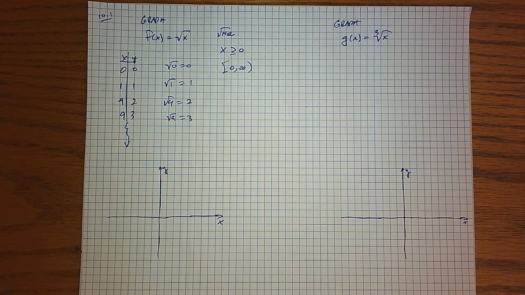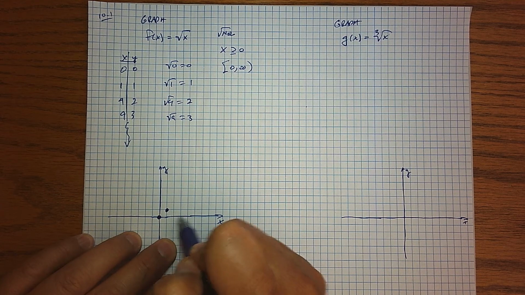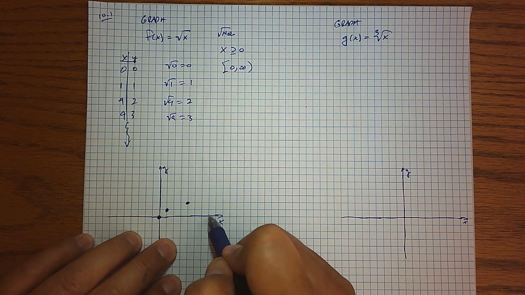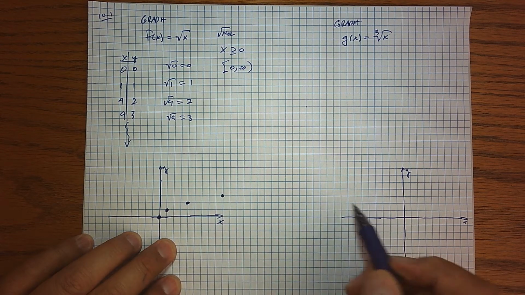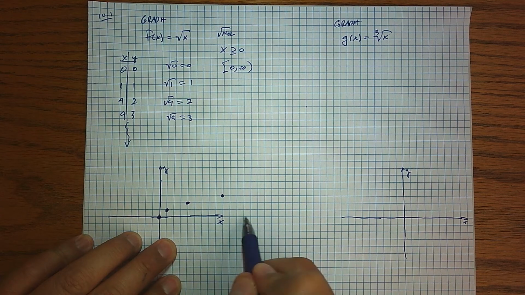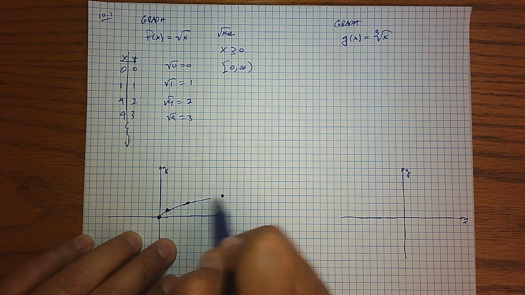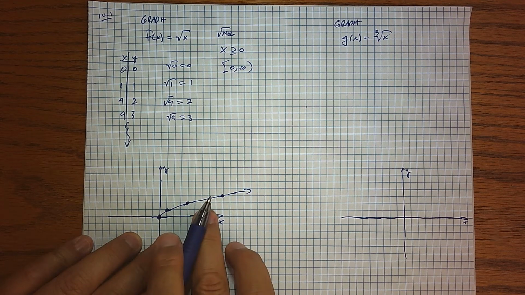So plotting what I have, I got (0, 0) on the graph. I've got (1, 1) on the graph. I've got (4, 2) on the graph. And I got (9, 3) on the graph. So as we keep getting bigger along our input of x's, it looks like the outputs are steadily climbing upwards. And that's a classic situation for a square root graph.